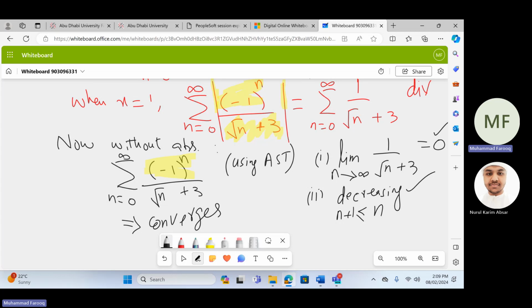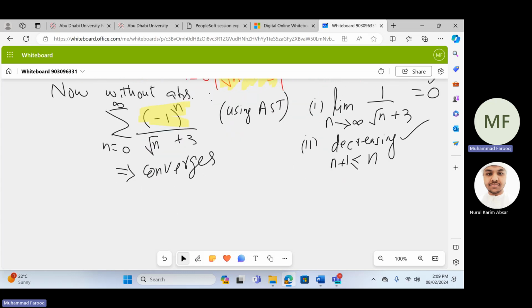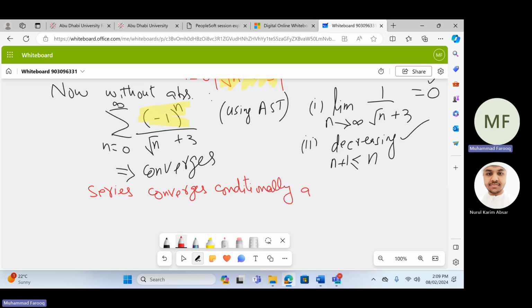This is question number 16. This power series converges conditionally at which point? At 1. So please write here: open bracket negative 1, that series converges conditionally at x equal to positive 1. So what change will come? You just close the bracket.